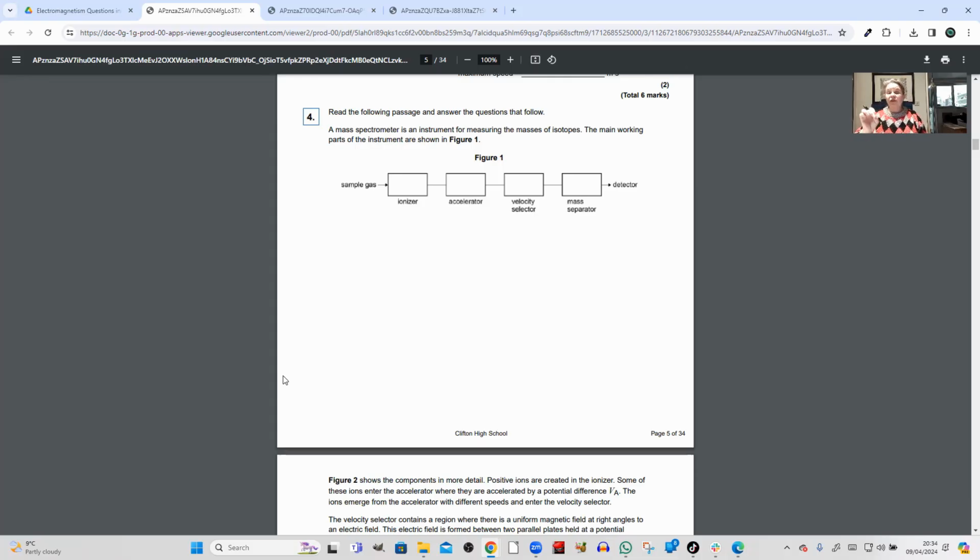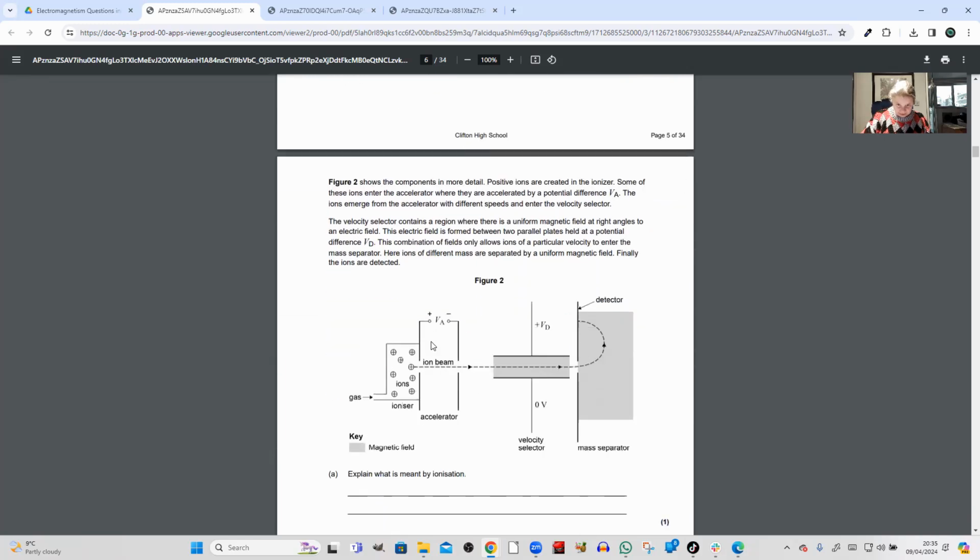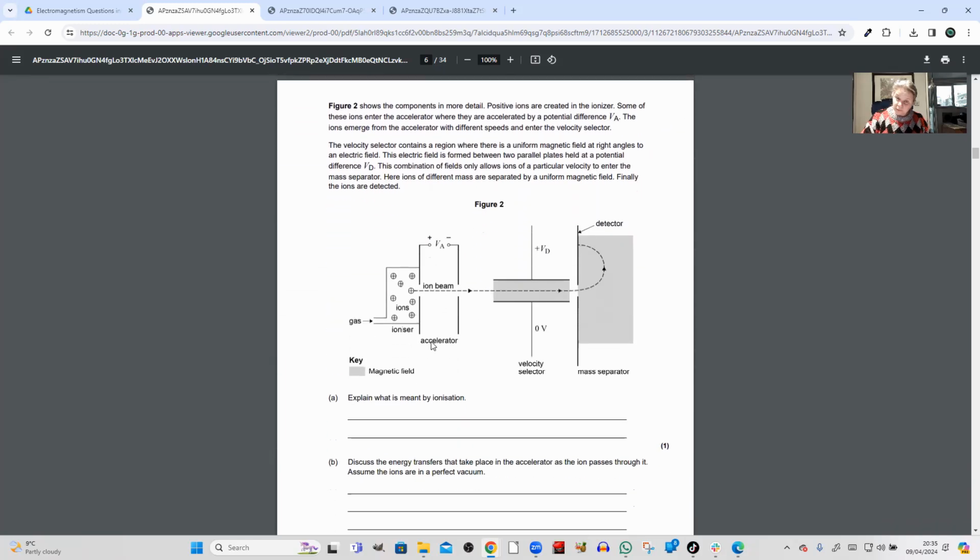And then it goes into the thing called the mass separator, where the different masses are made to go through semicircles, and depending on how massive they are, the semicircles are either bigger or smaller according to that r = mv over bq equation. Okay, so that is the kind of flow chart for a mass spectrometer. Right, so then it says figure 2 shows the components in more detail.